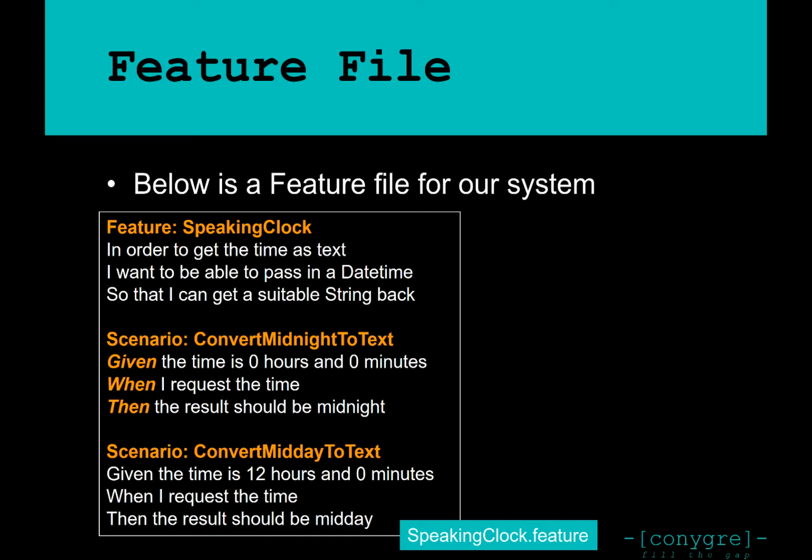The first scenario is converting midnight to text. Given that the time is 0 hours and 0 minutes, when I request the time, then the result should be midnight. The one underneath is for midday. Given the time is 12 hours and no minutes, when I request the time, the result should be midday. That would be saved as a file called something like speakingclock.feature. The extension on these files by convention is feature.